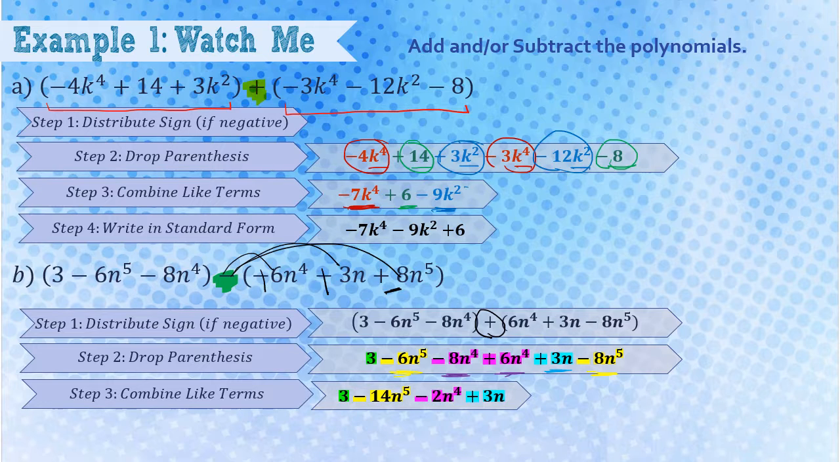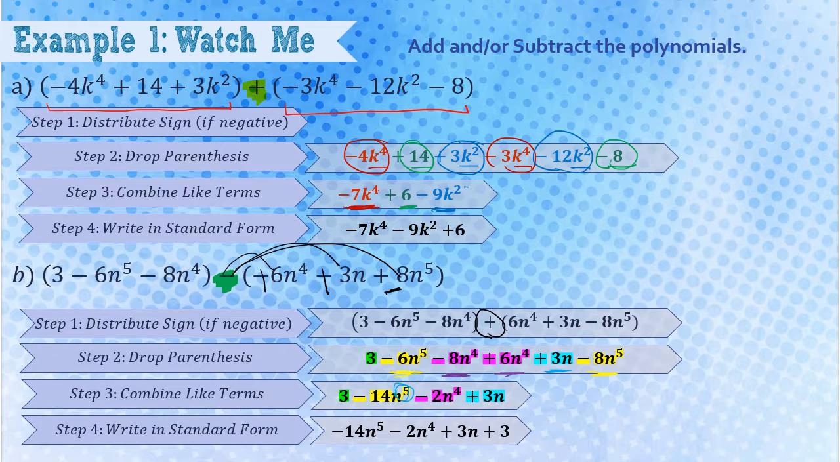And just a reminder, when you are adding your polynomials together, you do not change the value of your exponent ever when you're adding or subtracting polynomials, okay? Now we're just going to rewrite it in standard form. My highest degree here is this n to the 5th, so that guy's going to go first. Negative 14 n to the 5th minus 2 n to the 4th plus 3n plus 3.